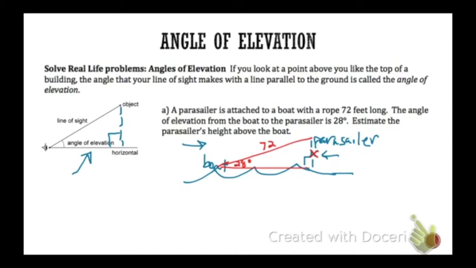So I look at what I know and what I want to know. I know the angle, I want to know the side that's opposite, and I know the length that is the hypotenuse. So that would be sine. So I can say the sine of 28 degrees equals X over 72. Multiply both sides by 72, and you'll have the height that that parasailer is above the boat. So approximately 33.8, and we are in feet. All right, let's look at the next problem.